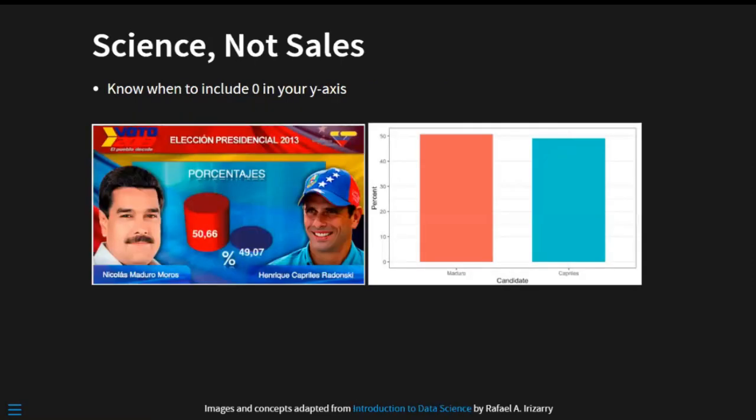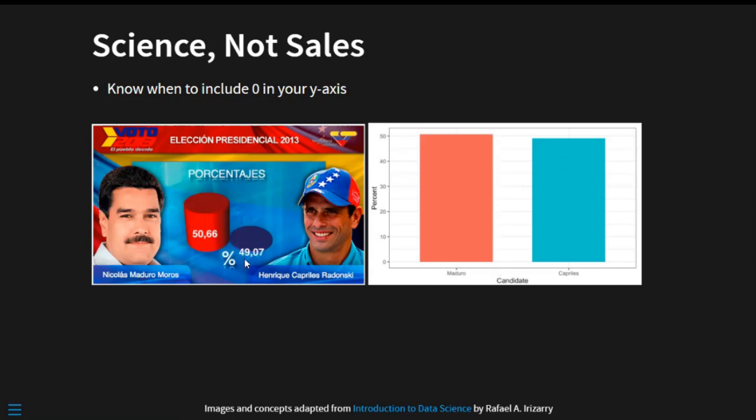Okay, so science, not sales. This one is a very extreme example, but it's about knowing when to include zero in your y-axis. A lot of times, anytime you have a column plot or a bar chart, you want to include zero, because the length of that bar, or the height in this case if we have vertical columns, will tell us something about the data.